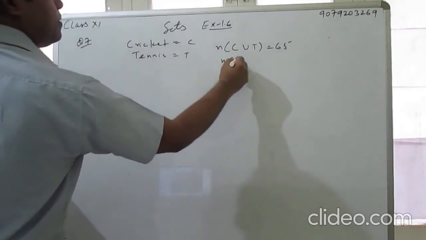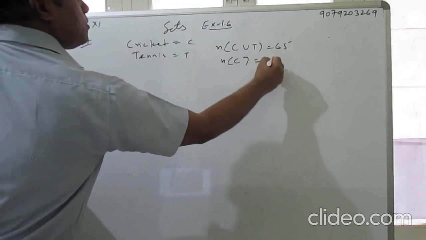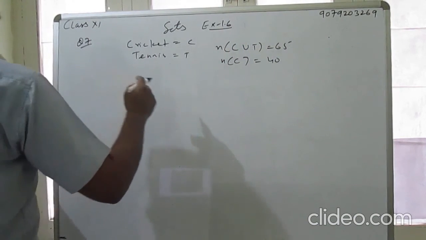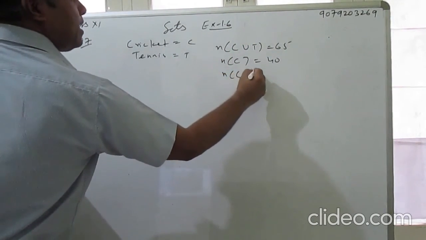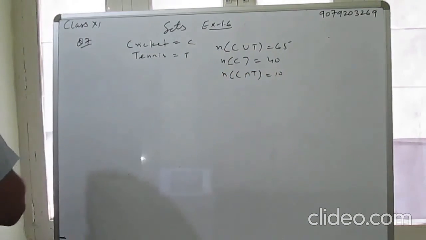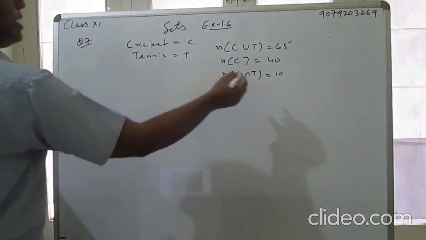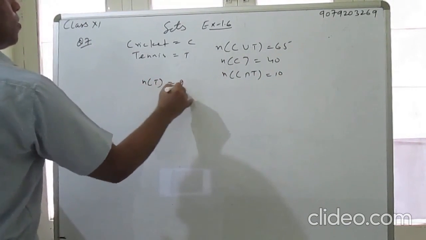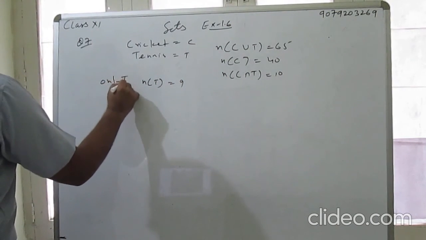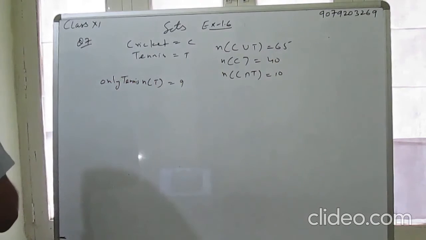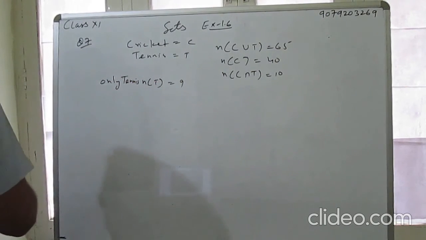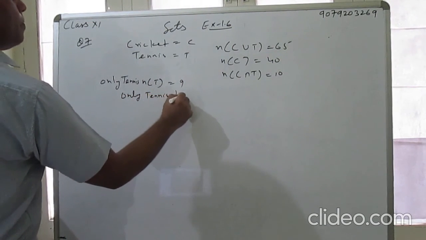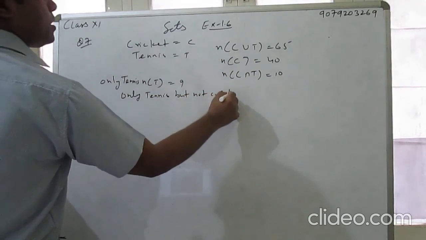40 like cricket, and 10 like both cricket and tennis. How many like tennis only? How many like only tennis but not cricket?